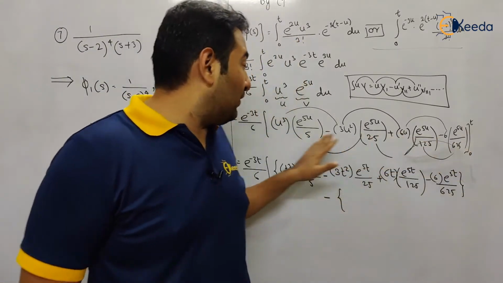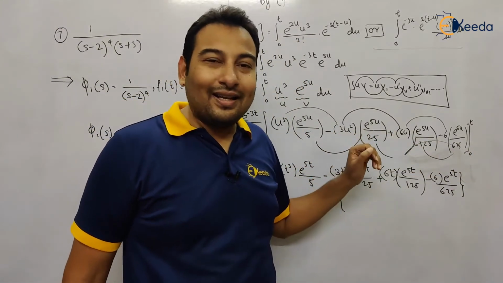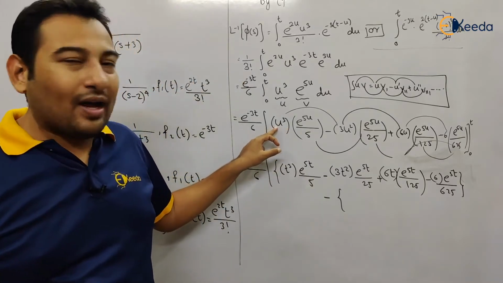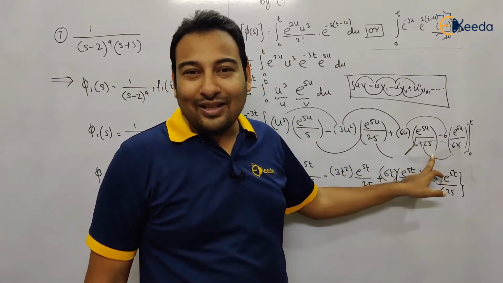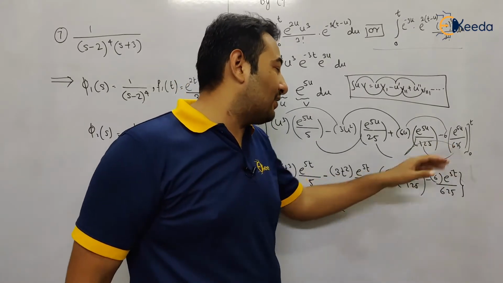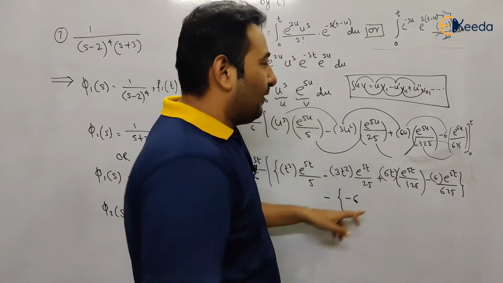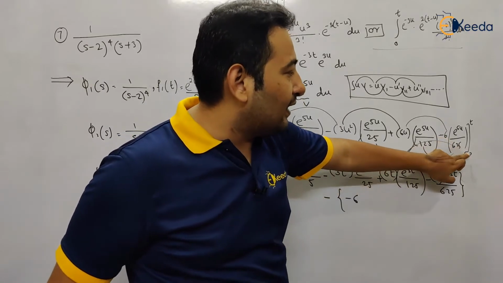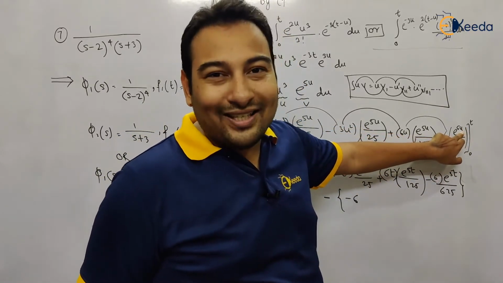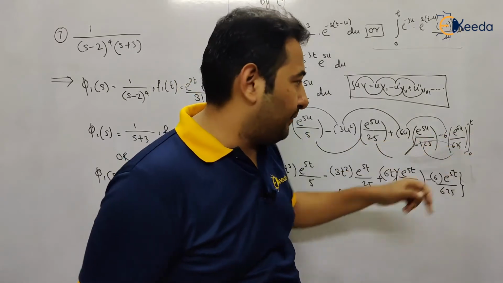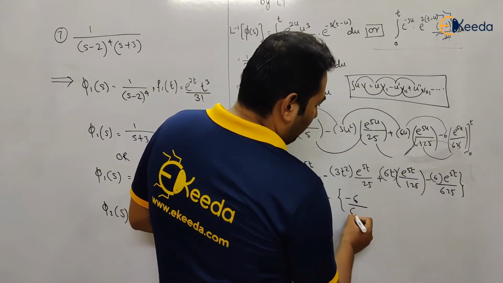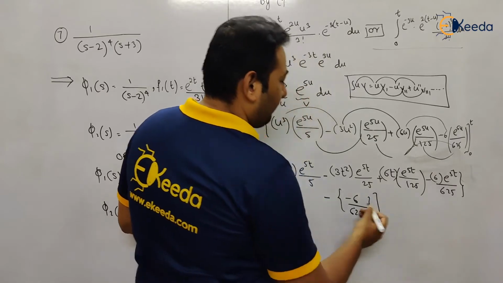If we put 0, this term will be 0. Why? Because in place of u, I am going to put 0. So 0 into anything is 0, 0 into anything is 0, 0 into anything is 0, we will be left with only the last term, that is minus 6. This minus 6, if we put in place of u as 0, this will become e raised to 0. And what is e raised to 0? 1. So 1 upon 625.